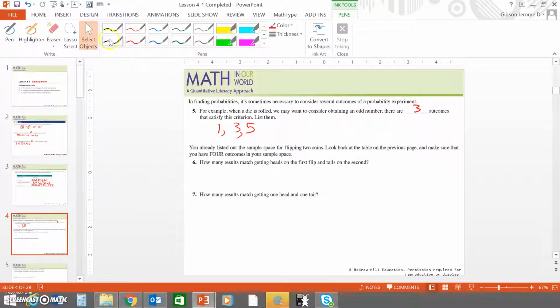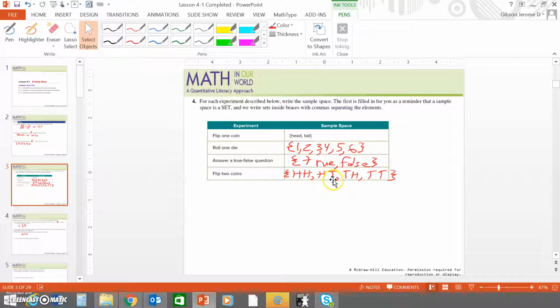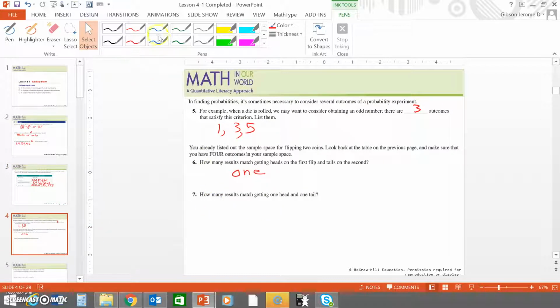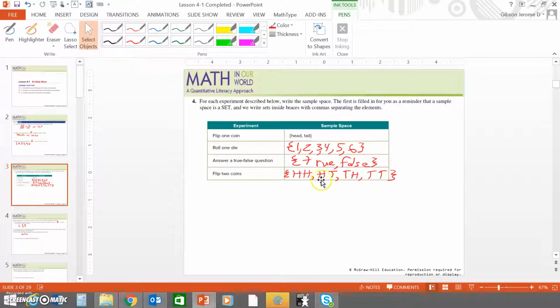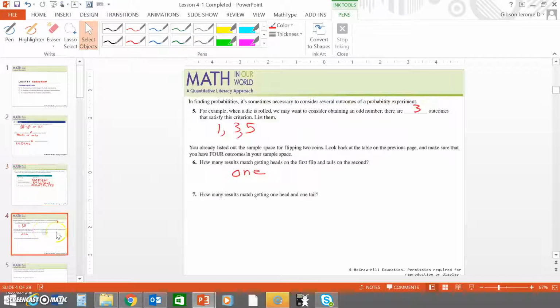So we go back here, and it says how many results match getting heads on the first flip and tails on the second flip. And it's only 1. And if you look back here, we have heads on the first flip, tails on the second flip, and none of the others are the same. So it's only 1. Now it says here, number 7. It says how many results match getting 1 head and 1 tail. Now we go back here. We have 1 head, 1 tail, 1 tail, 1 head. So it's only 2. So our answer here would be 2.